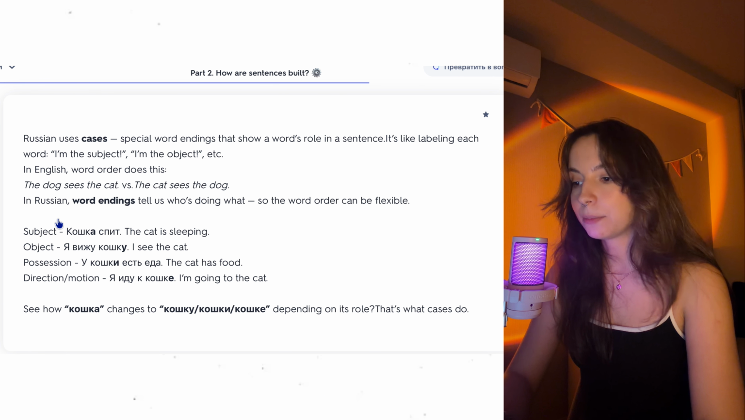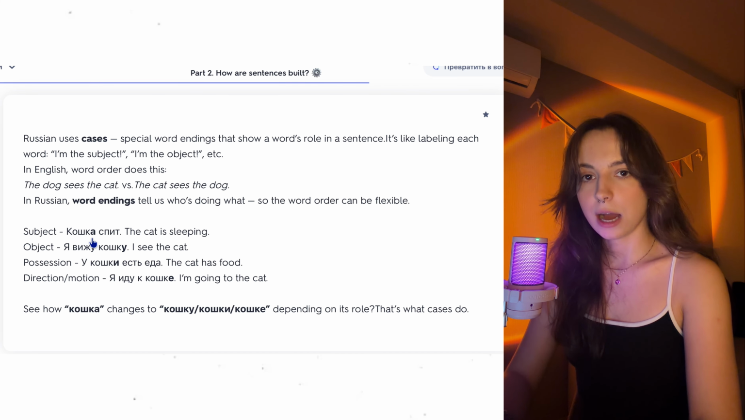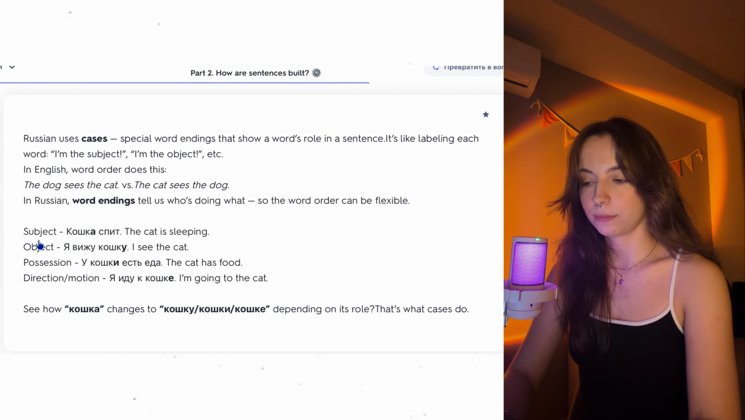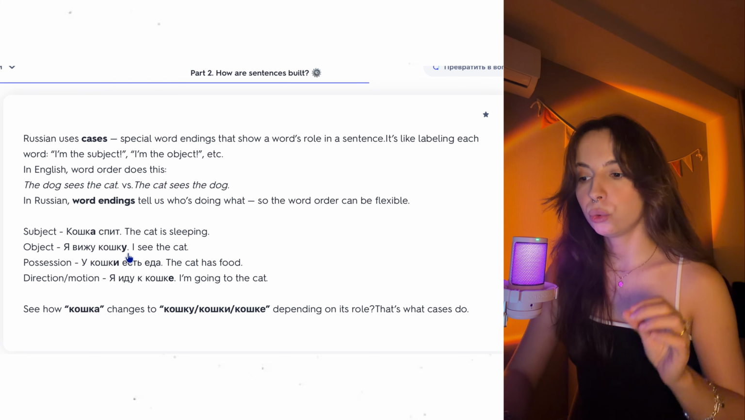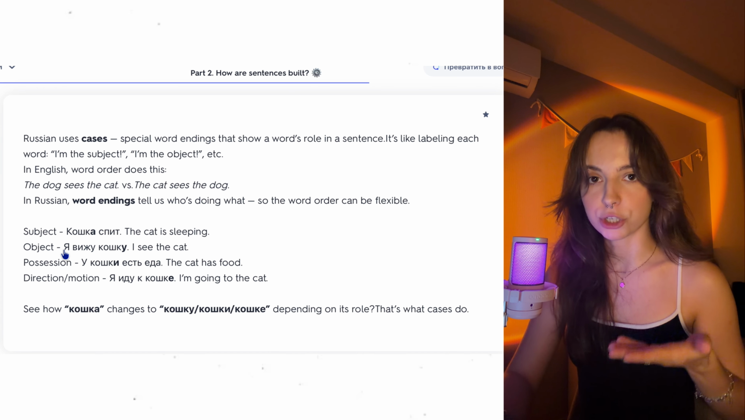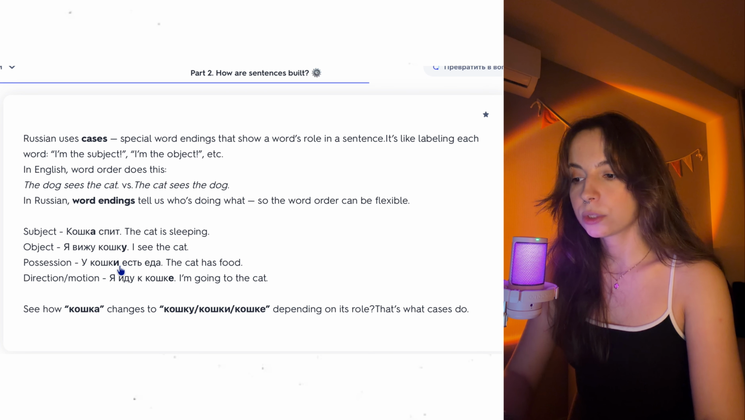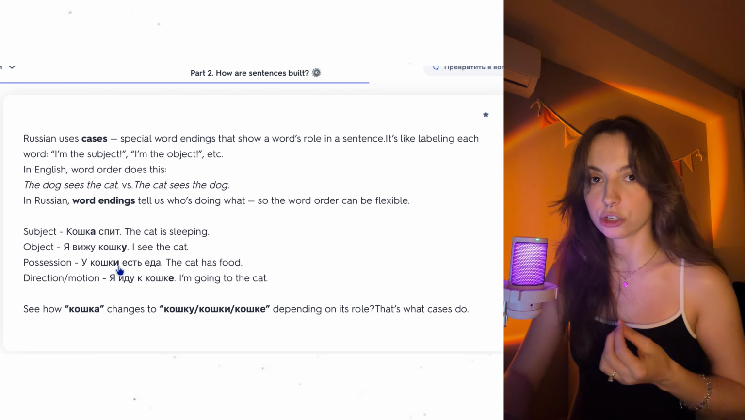For example, subject, кошка спит. The cat is sleeping. We see ending a, and it tells us that кошка is a subject. Я вижу кошку. Ending u shows us this is an object. У кошки есть еда. Cat has food. This shows us that this is possession. The ending i shows us possession.